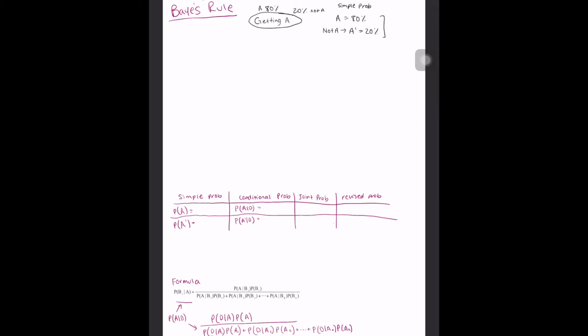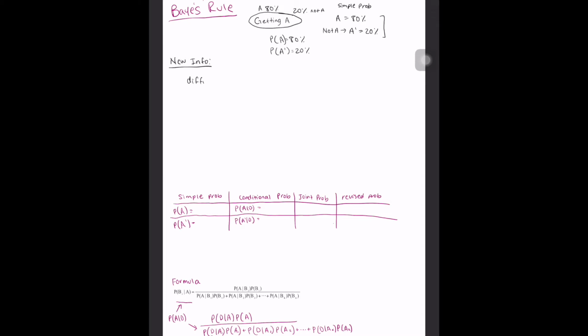Either you get an A or you get something that's not an A, whether it be a B, a C, a D, F, whatever it is. And then another part of this notation is the probability of A equals 80%, probability of A prime equals 20%. Okay, now let's say you get new information. And this new information is that the class is really difficult.